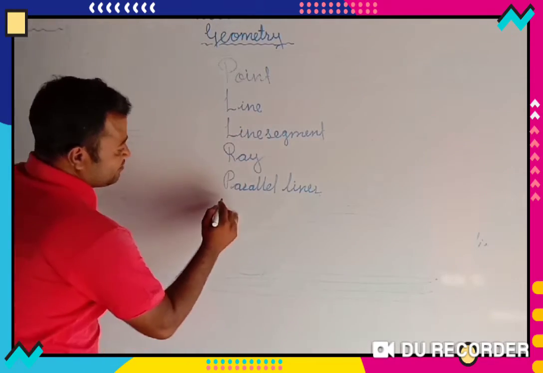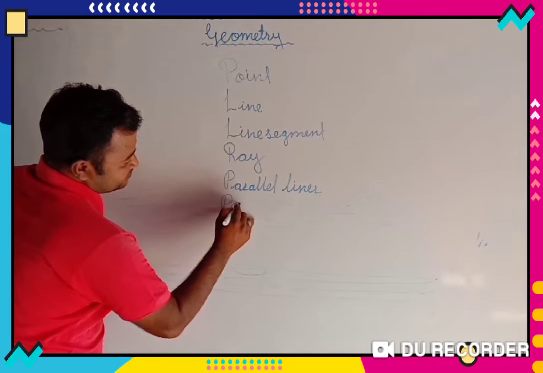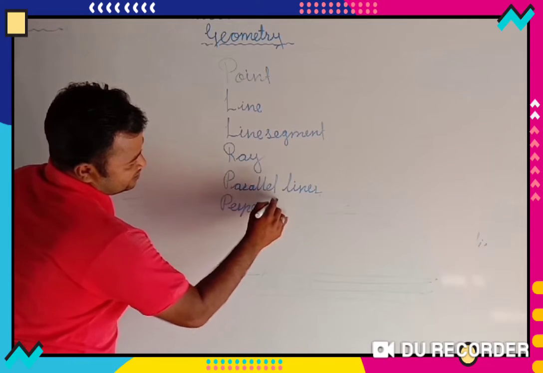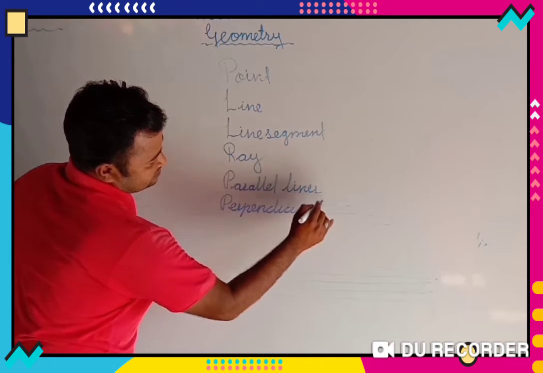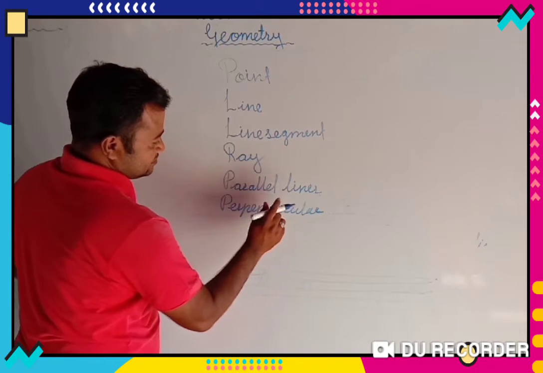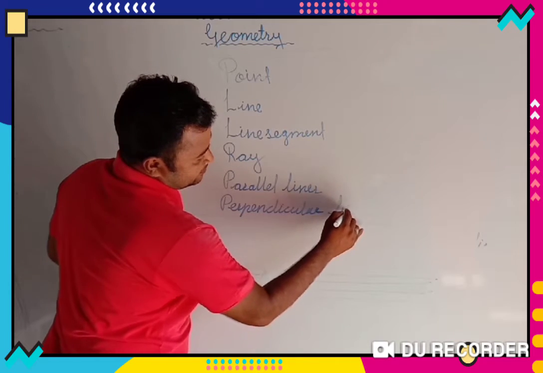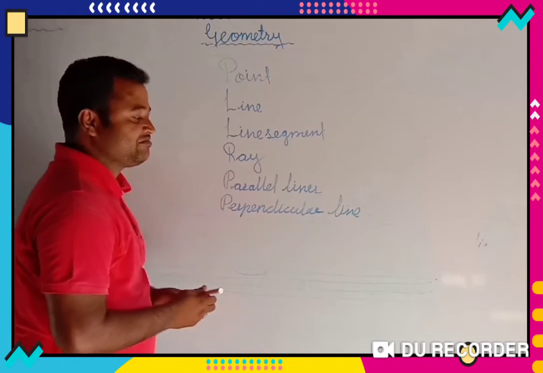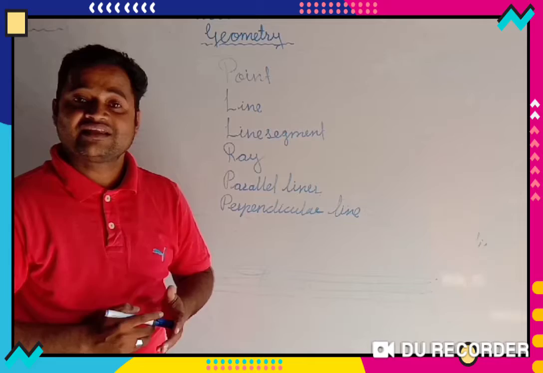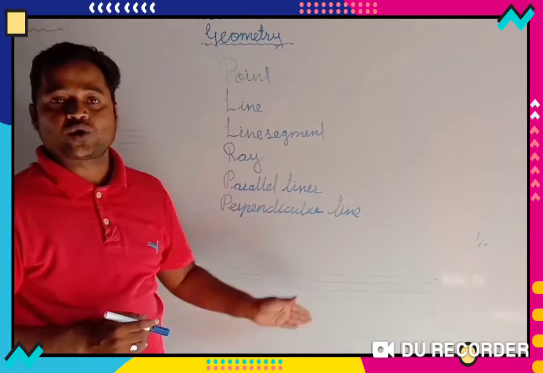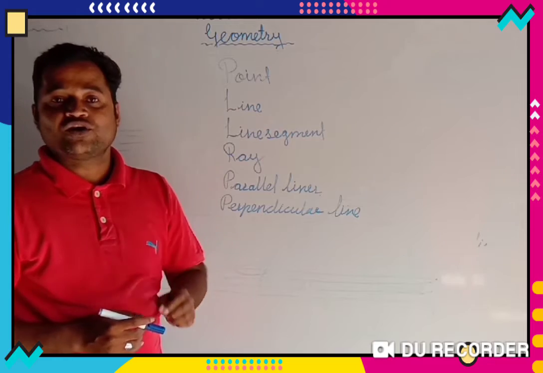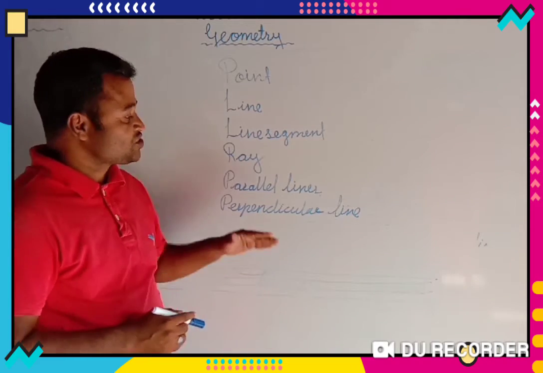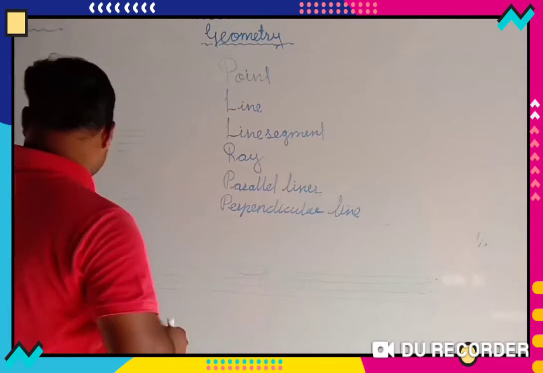And after that, we learned about perpendicular line. P-E-R-P-E-N-D-I-C-U-L-A-R, perpendicular line. And we learned that these are two lines which cross each other or intersect each other and form a 90-degree angle. Such lines are called perpendicular lines.